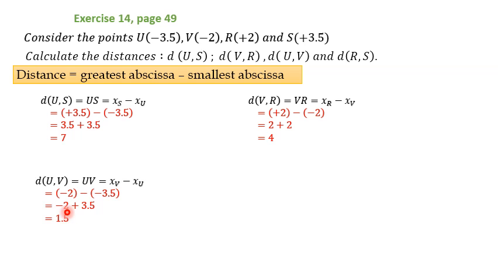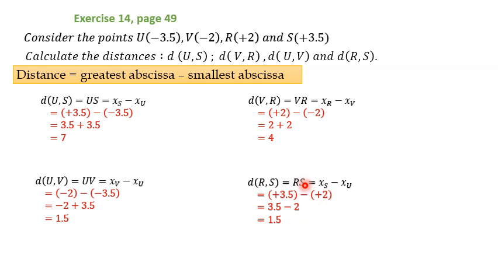Keep in your mind that when I have a negative number, or a number with a negative sign, plus another positive number, how to add them? I have to put the sign of the greatest number, which is here plus, since 3.5 is greater than 2, and find the difference between the two numbers. Okay? So the answer will be 1.5.